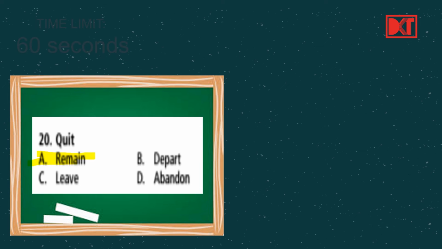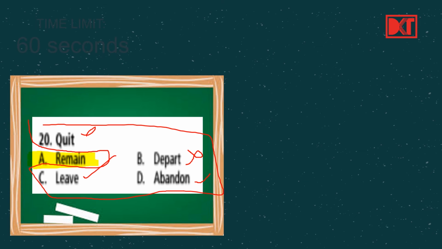Remain. Now quit means leaving something, right? And so does depart. You know, when someone goes away, we say that person is departed. Leave, again the same thing. Abandon, you know, just leave something and go away. So all these can be called synonyms, whereas remain means staying at the same place. That can be an antonym. That is an antonym. All right.